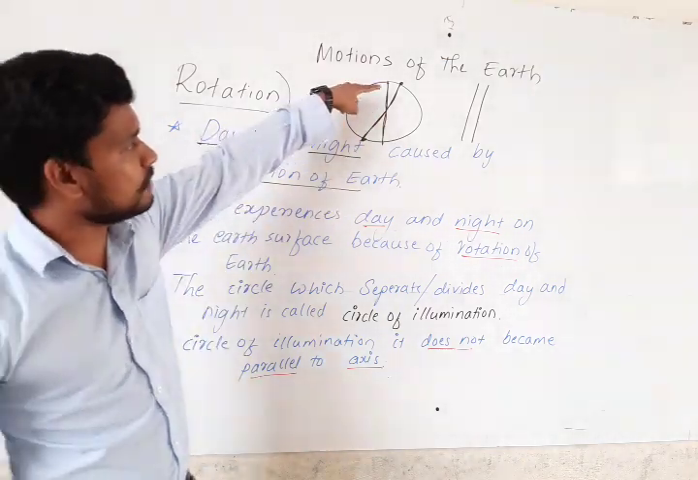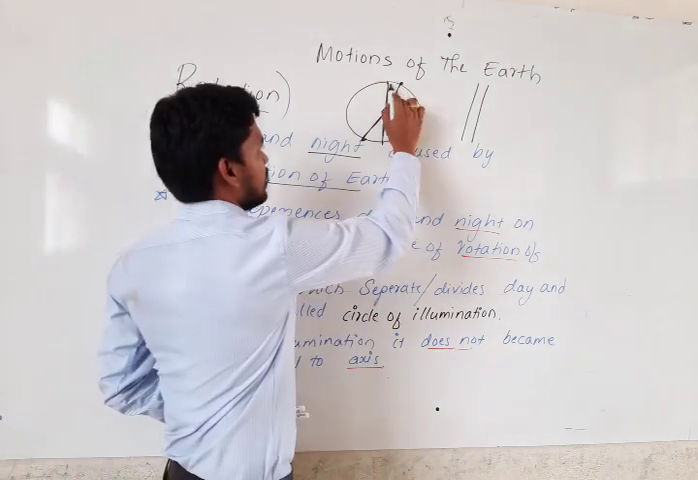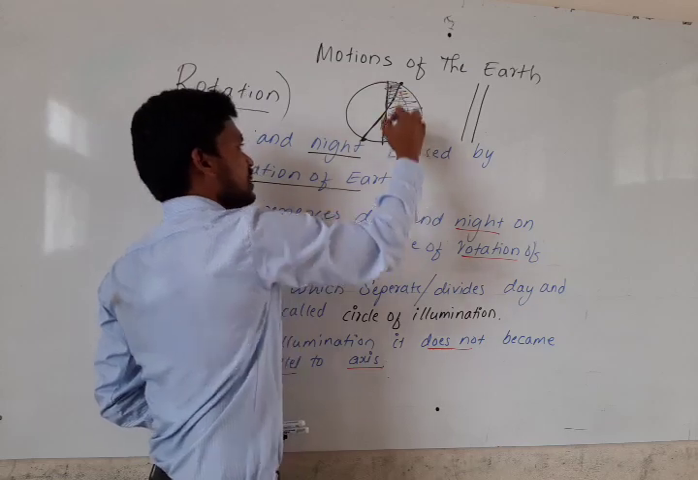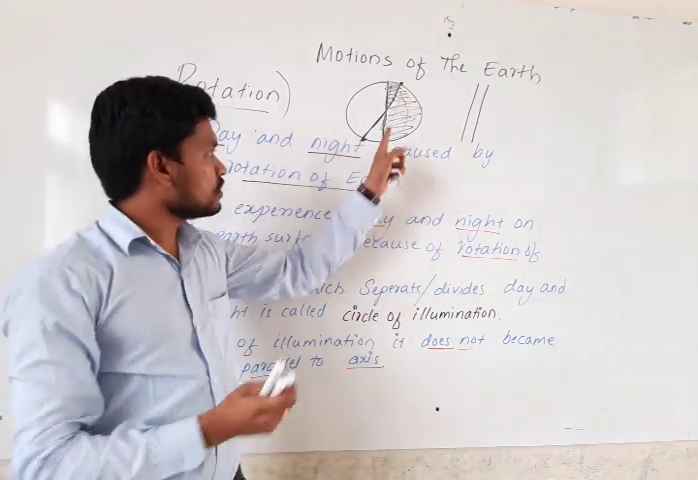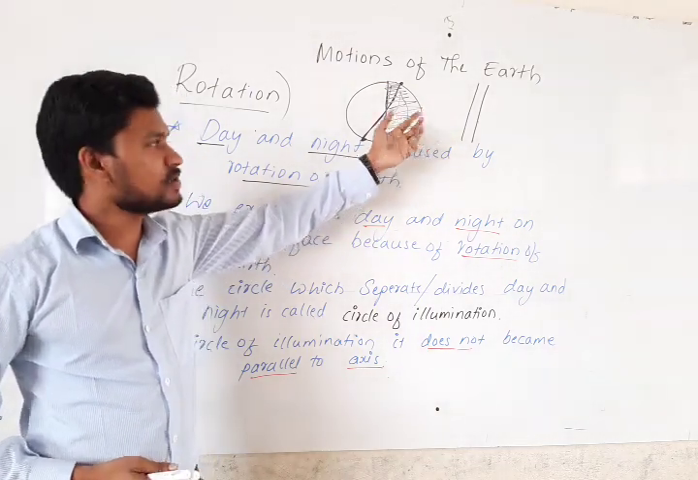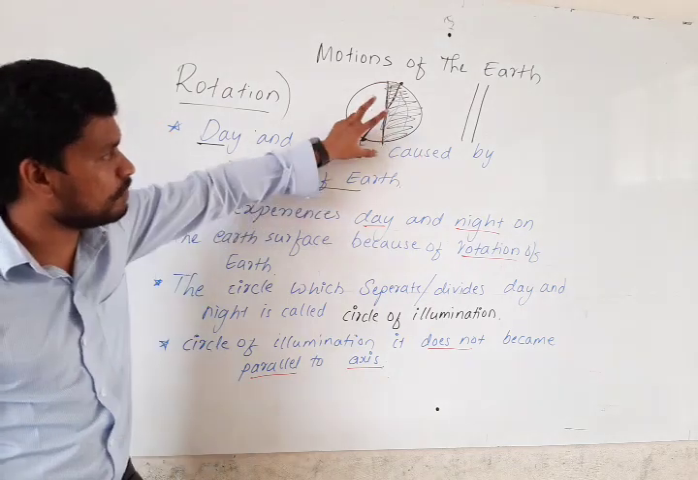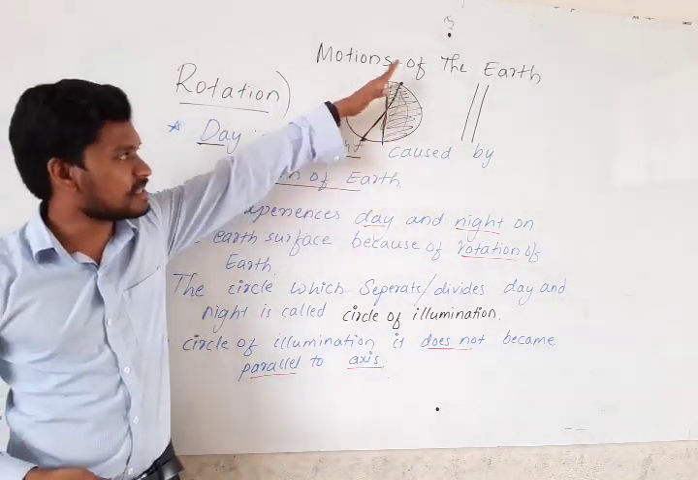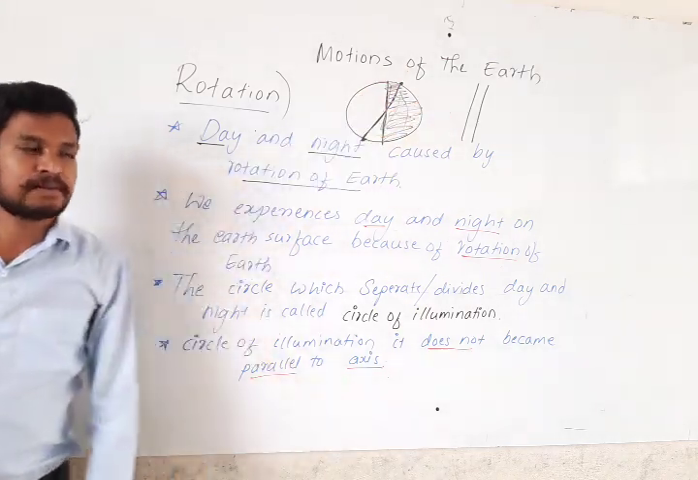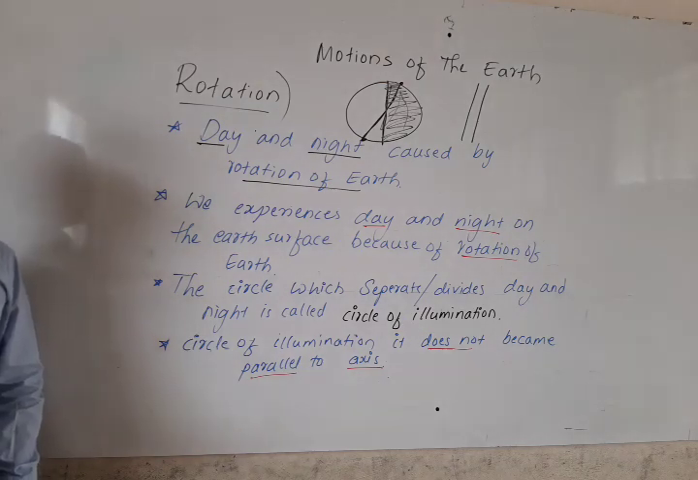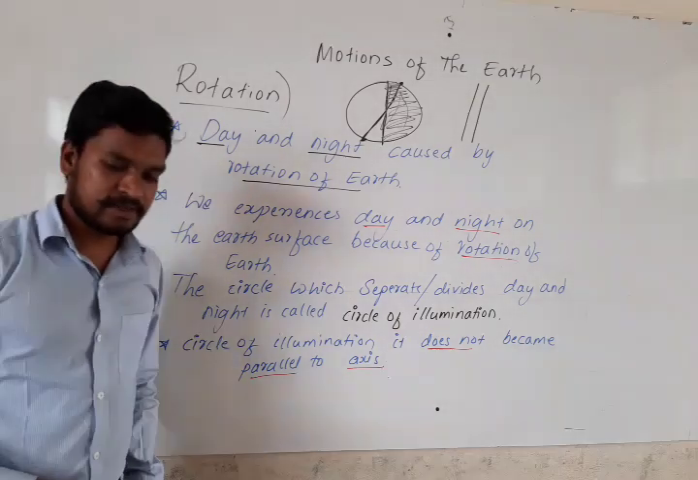The circle of illumination: here we have dark, which means night. If you step here, you will get day, and if you step there, you will have night. That's the circle of illumination. This circle will not become parallel with the axis, because the circle is a straight one and the axis is tilted. So that's the reason. Is that clear?